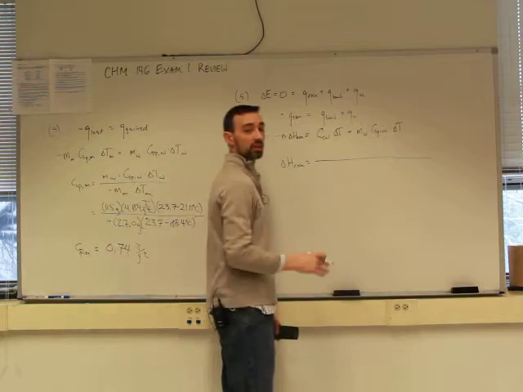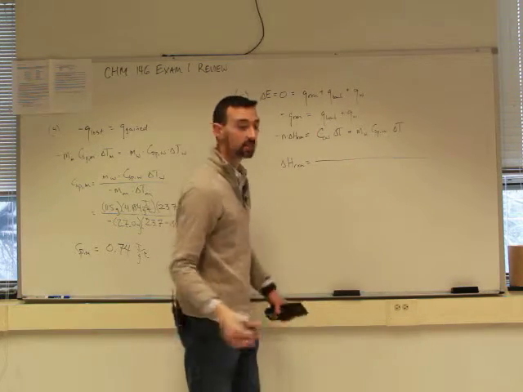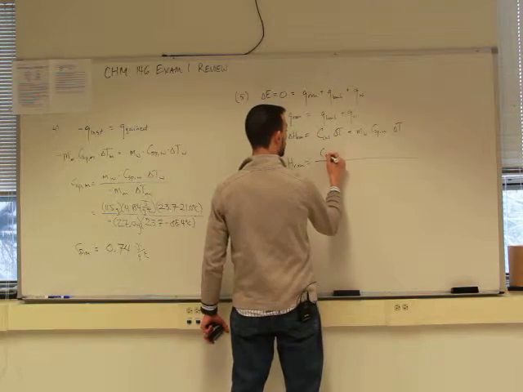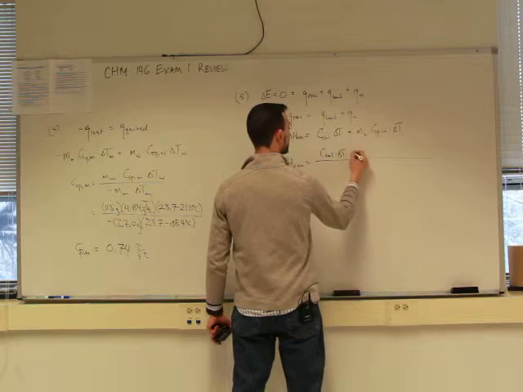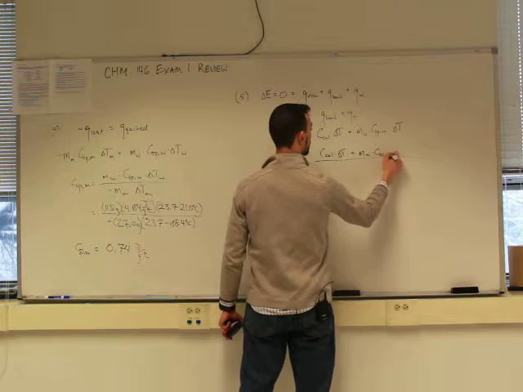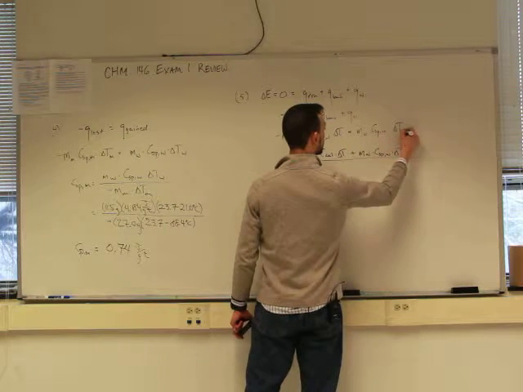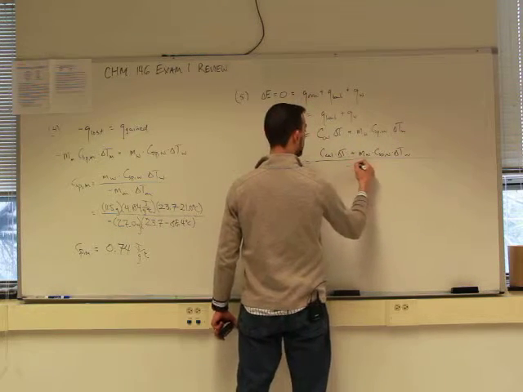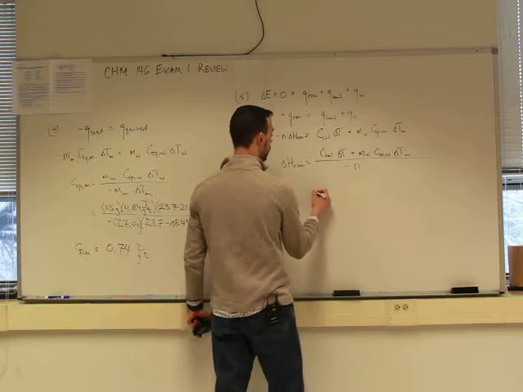There's a variety of ways to do this, though. We could put all our numbers in at this point or leave everything as symbols. C calorimeter times delta T. We got our m, c_sp, delta T of our water. All this will be divided by the negative of our moles.